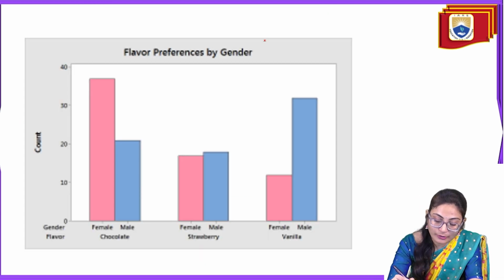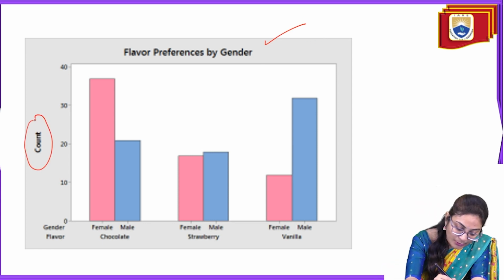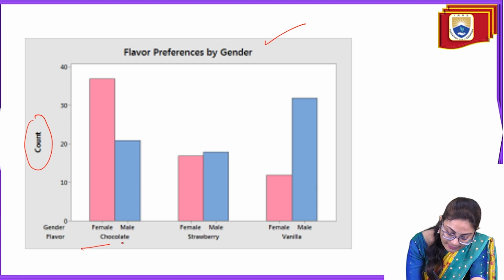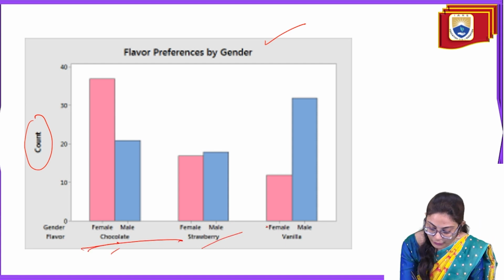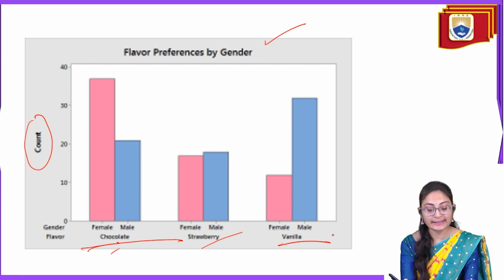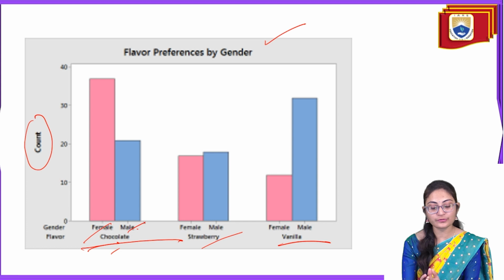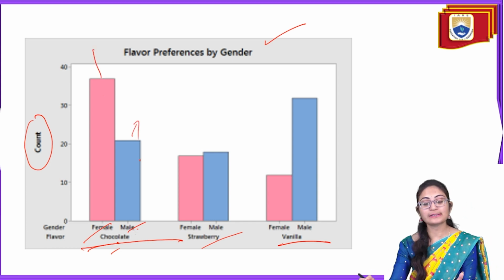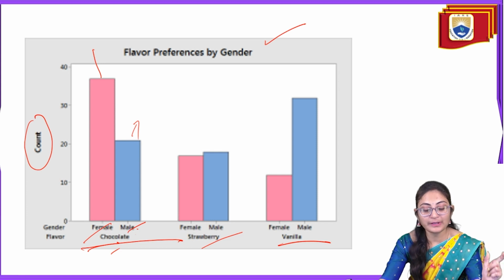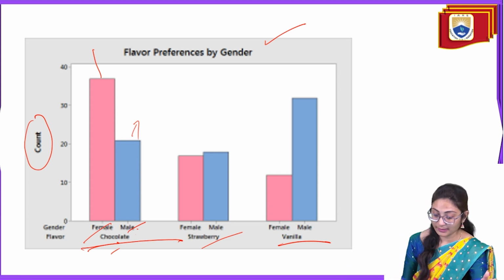Now this is the chart of the flavor preferences by gender, and this is the count. There are different groups: chocolate, strawberry, and vanilla. There are two groups again, female and male. For female, we have used pink, and for male, it's shown in blue. And which flavor is preferred by which gender, we have shown in the graph.